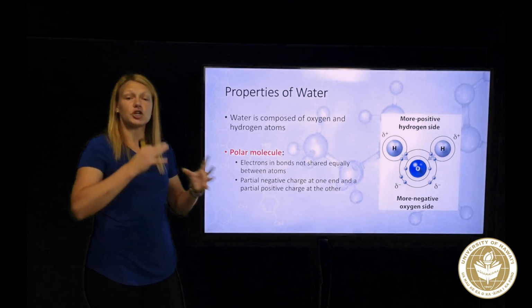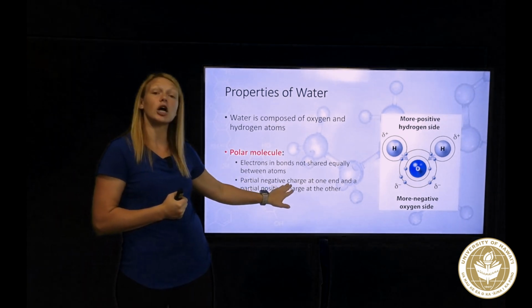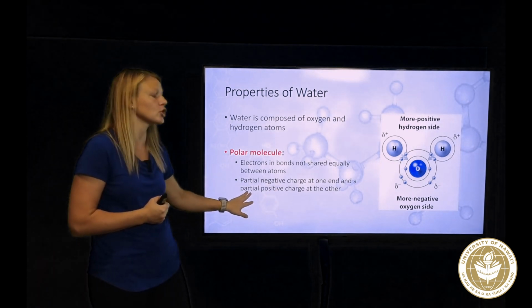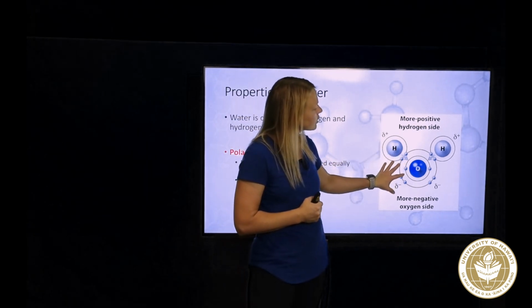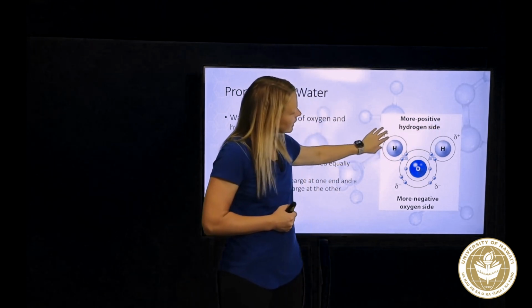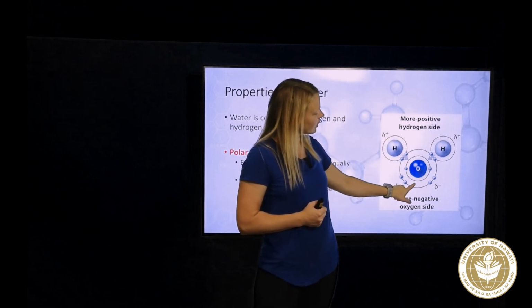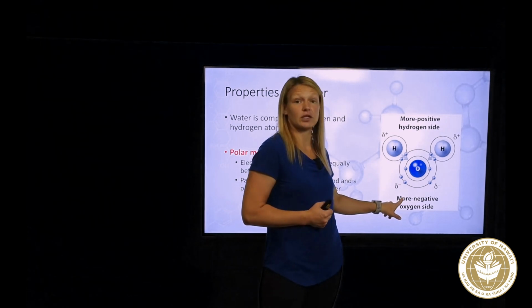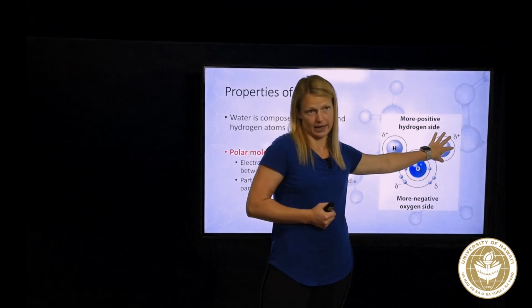This results because you're not having an equal sharing of those electrons, you get a partial negative charge at one end of a water molecule, and at the other end you see a partial positive charge. That's illustrated over here in this diagram. The side where those hydrogens are ends up being more positively charged. The side where that oxygen is ends up being more negatively charged. So you have a negative side and a positive side.